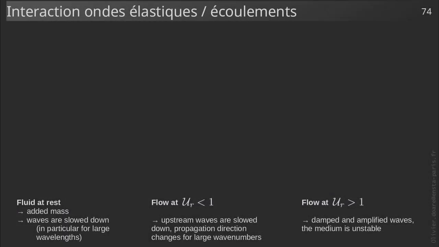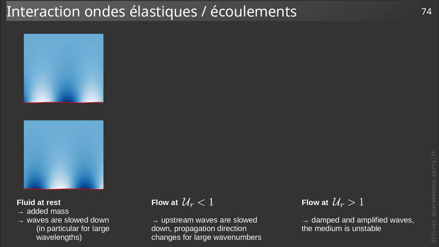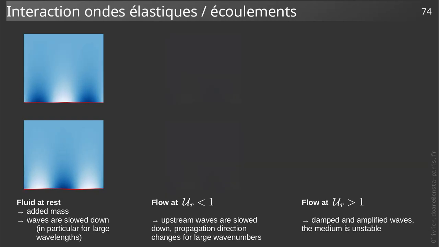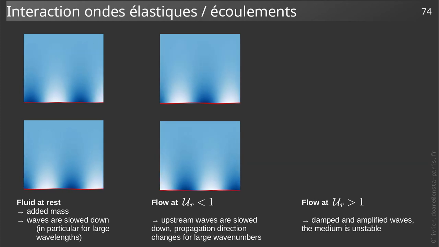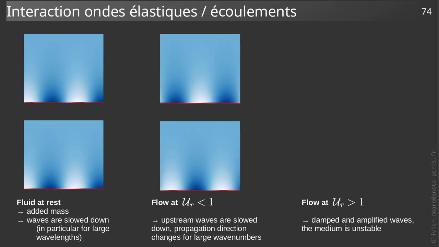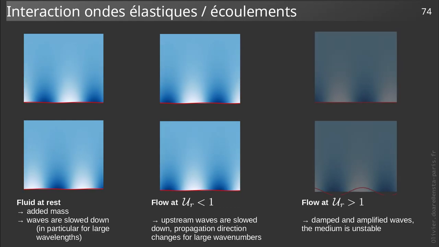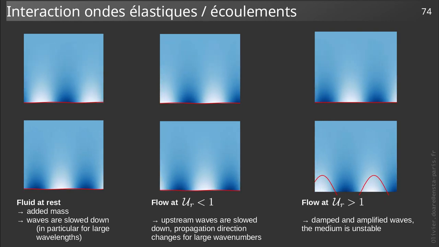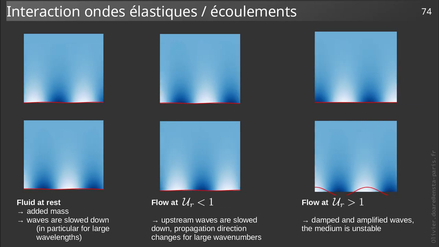Before concluding, let us summarize the phenomena we have just highlighted in this study of the interaction between elastic waves and an axial flow. The presence of a fluid adds inertia and slows down the waves, especially for long wavelengths. For a fluid flowing with UR less than 1, the upstream waves are slowed down to the point that their direction of propagation can even be reversed. This is what happens for long wavelengths. And finally, when the reduced velocity is larger than 1, we highlight waves amplified in time, the medium is unstable.